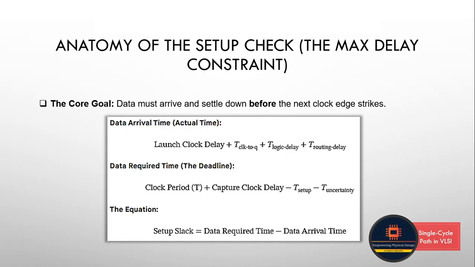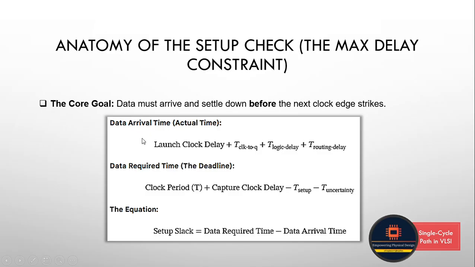So what is setup time? Setup time is basically a very minimum time before the next active clock edge where the data must be stable to get captured, right? Now we have a data arrival time, we have a data required time, and then we have to calculate the slack, setup slack. If we are getting positive slack, there is no setup violation. If it is negative slack, that means there is a violation. That's how we do the check. This is just the formula given, and that's how we do the calculation.